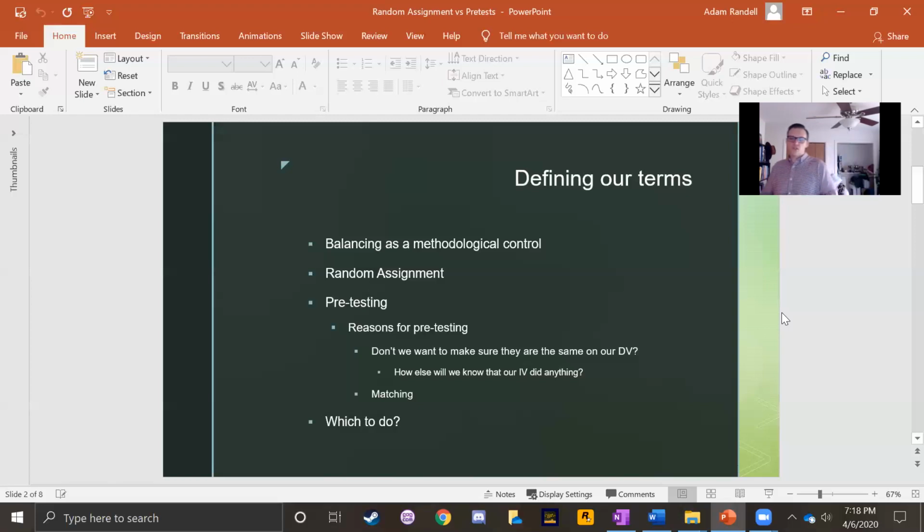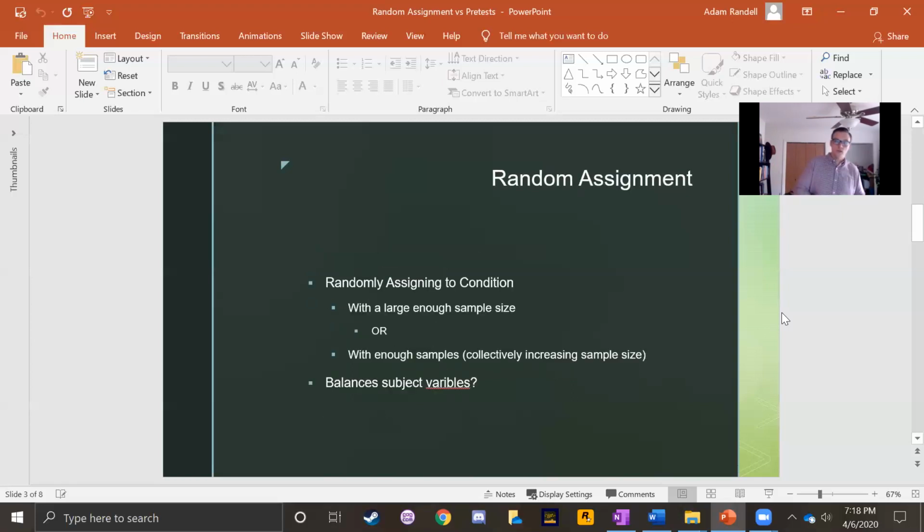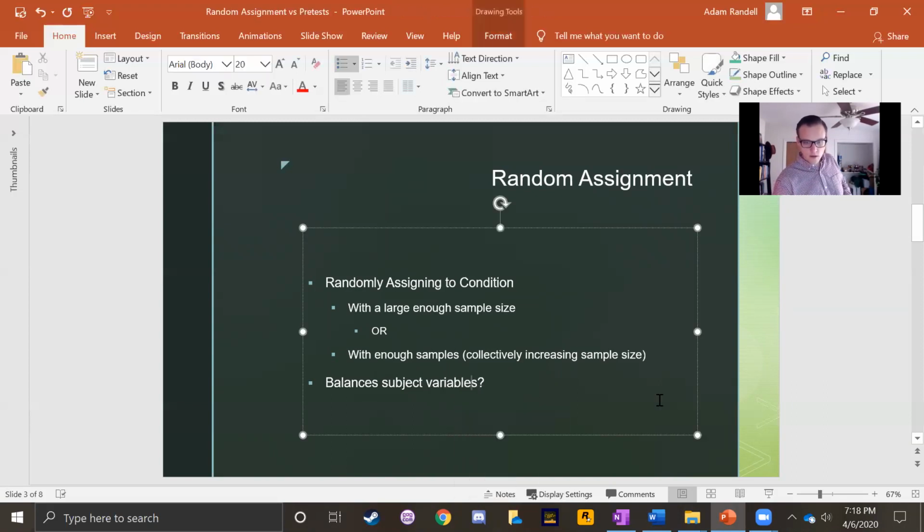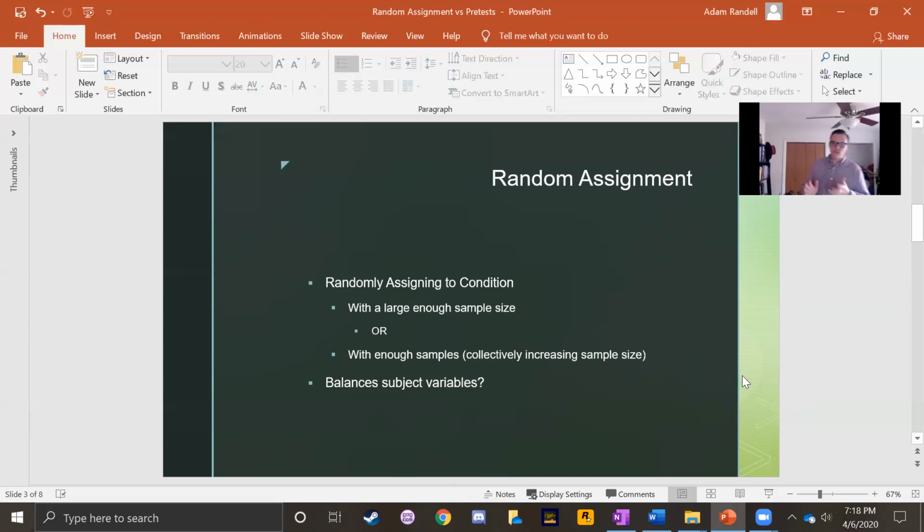All right. So, which do we do? Do we randomly assign? Do we pretest? Let's talk really quickly about random assignment. Well, as I've already said, with random assignment, as long as you have a large sample, random assignment is going to properly balance your study. Now, can random assignment fail? Absolutely. And it becomes more and more likely to fail as your sample gets smaller and smaller.